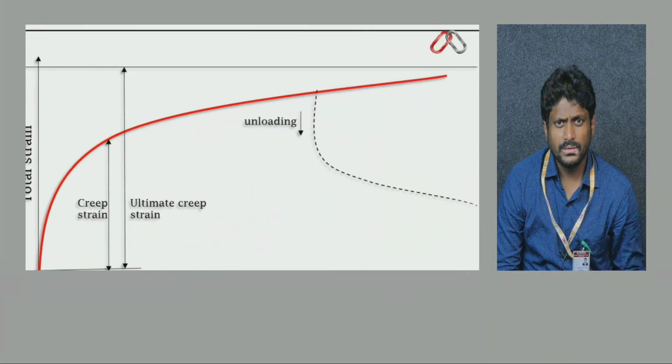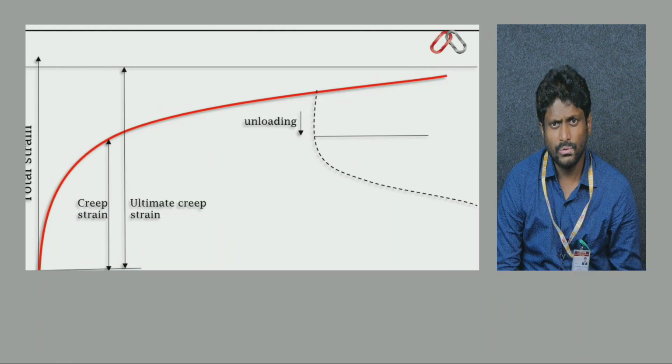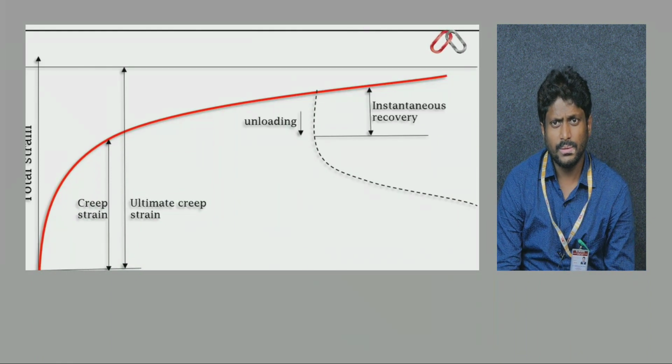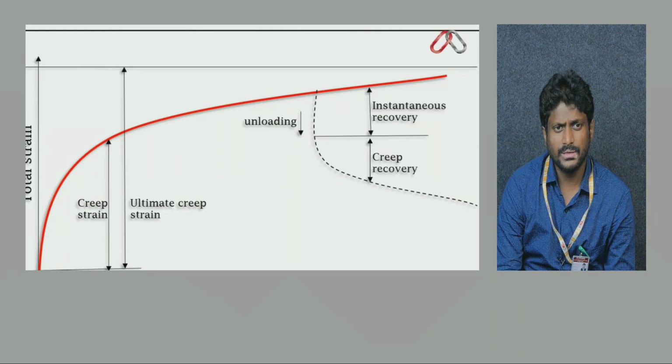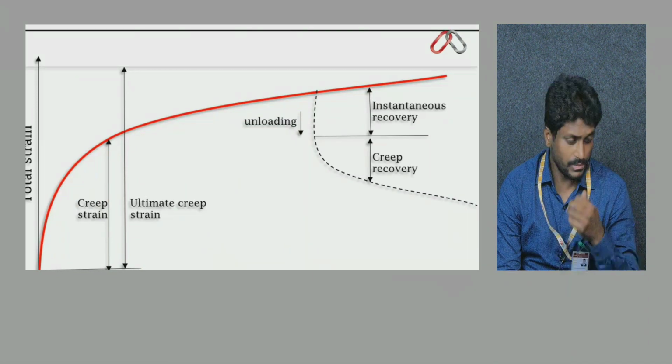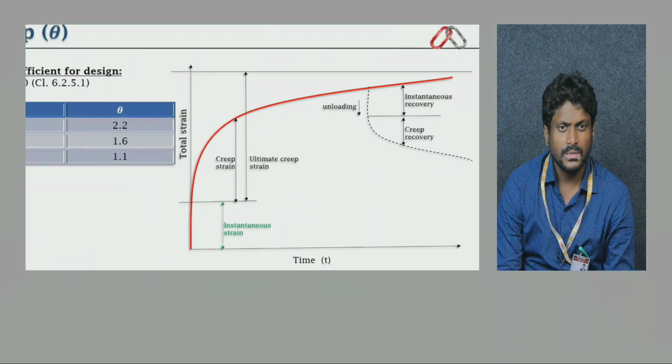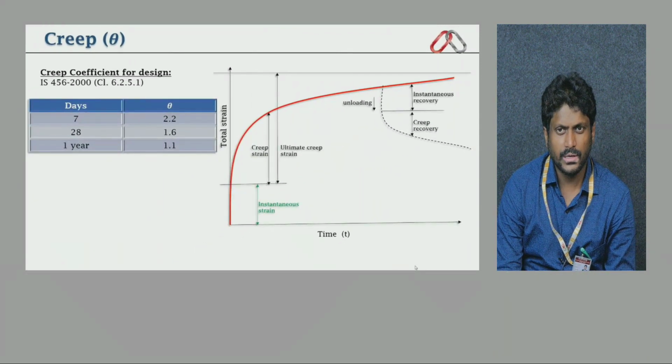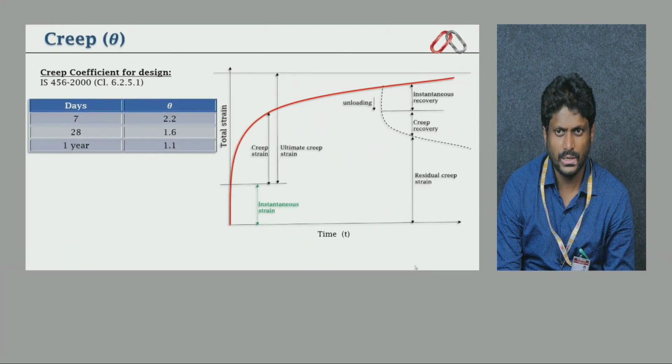So you can see here there is a last point, unloading the zone. So when unloading is happening, instant recovery will be there. Creep recovery also will be there. That means when you are trying to remove the load, it will try to regain the original position, and finally you can see residual creep strain.